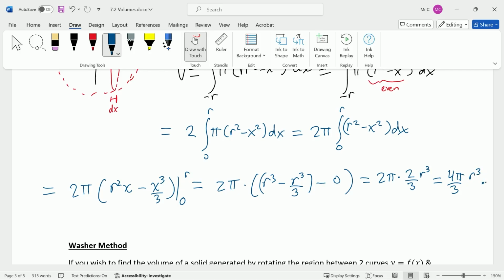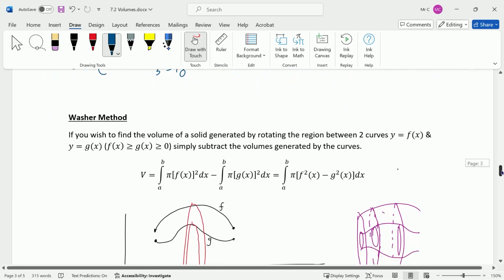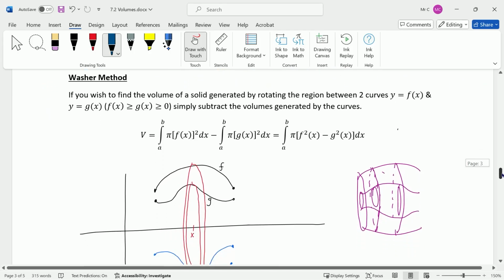Okay, so we've just seen how to get the volume of a sphere, and it turns out we can use this type of approach to finding the volumes of many figures. Okay, but for now, let's just move on to something related, but slightly different, called the washer method.